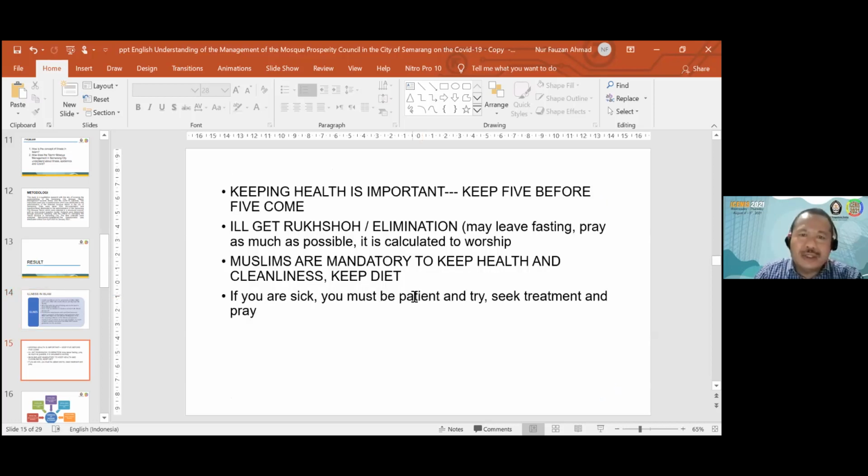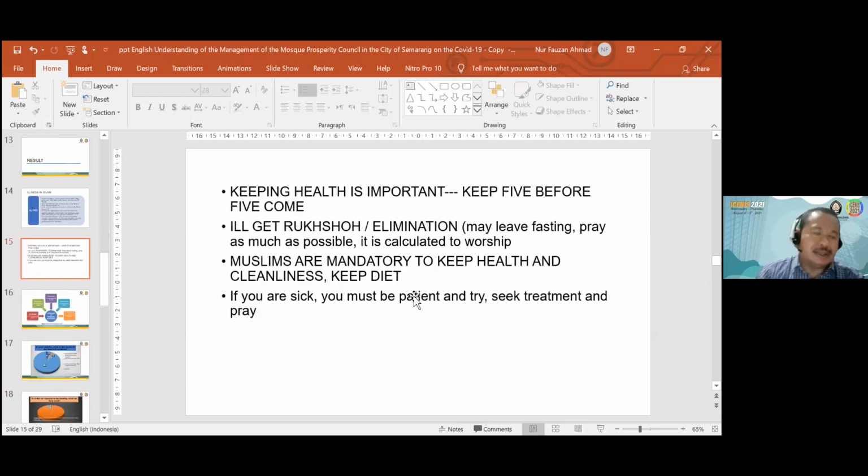As you know, keeping health is important in Islam. In the Islamic concept, we are obligated to maintain health. There are hadiths: keeping health is important. Health before illness, young before age, free time before busyness, rich before poor, life before death. If ill, you get rukhsah, a concession, and fasting and prayer are reduced as much as possible, yet it is counted as worship.